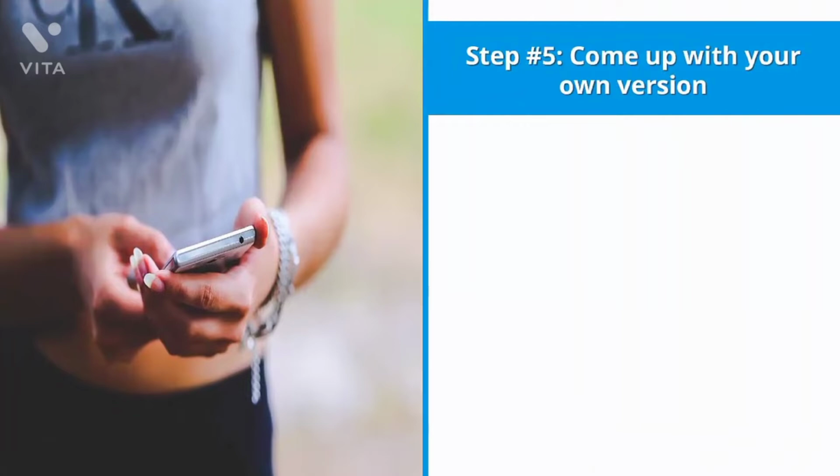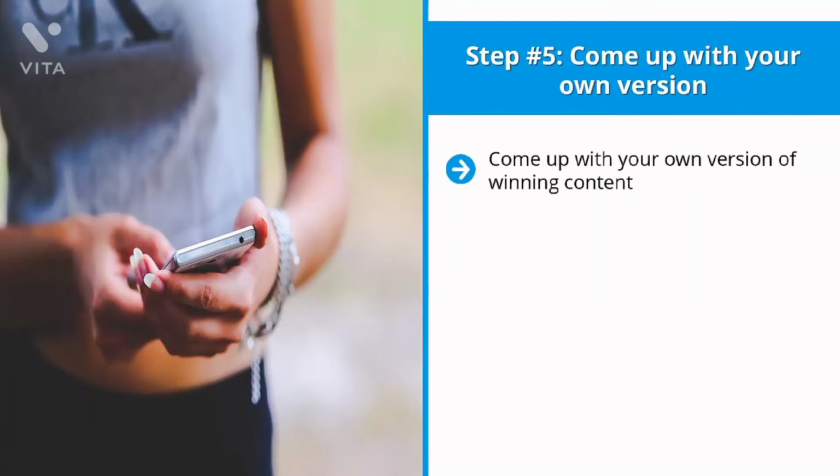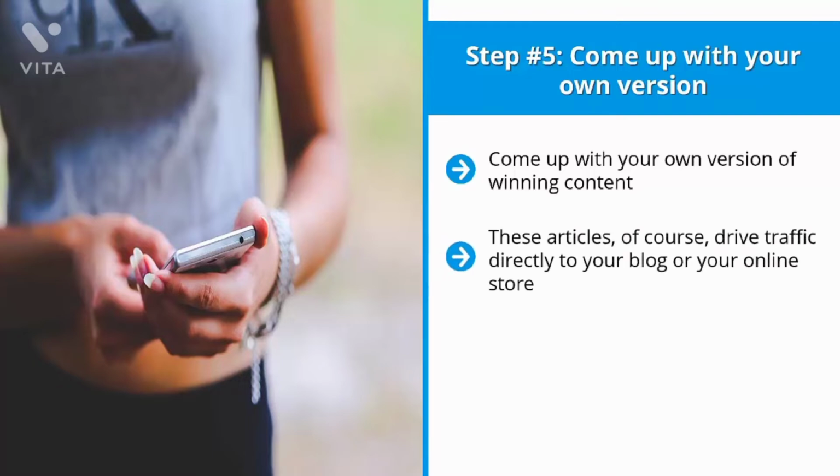Step number 5, come up with your own version. Come up with your own version of winning content. For example, you know that Chihuahua houses get a lot of love and are very popular on your page. Come up with your own articles about that topic. These articles, of course, drive traffic directly to your blog or your online store. These have to be at the same level of quality as your third-party content, or better.